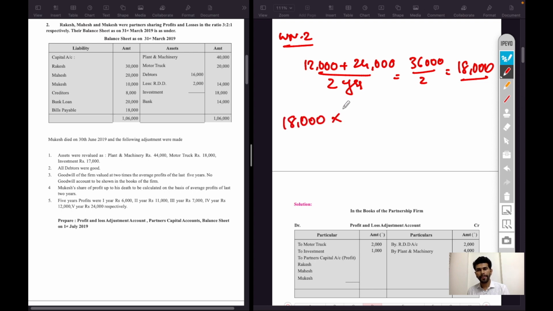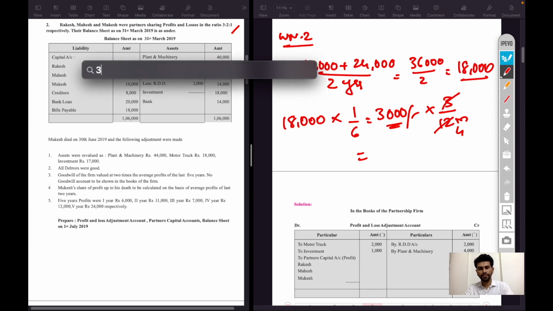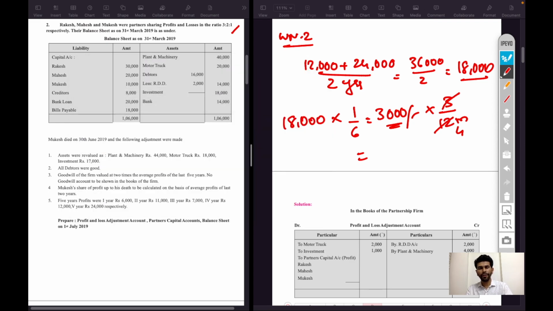Now we will find out the share of Mukesh in the profit. Mukesh's share is 1 by 6. So 3,000 rupees will be the share of Mukesh for the whole year. Then it will be multiplied with 3 months, 3 by 12. Now 3,000 divided by 4, 750 rupees. This is the share of Mukesh up till the date of death.